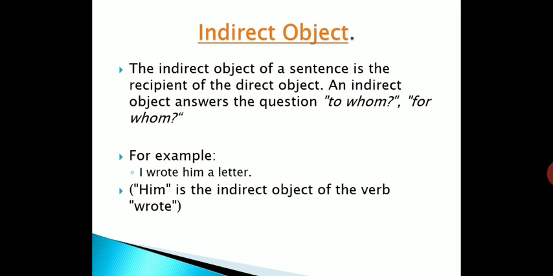Indirect object. The indirect object of a sentence is the recipient of the direct object. An indirect object answers the question to whom, for whom. Taking an example, I wrote him a letter. Him is the indirect object of the verb wrote.